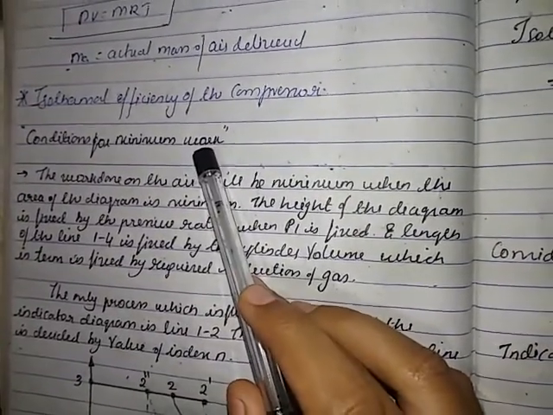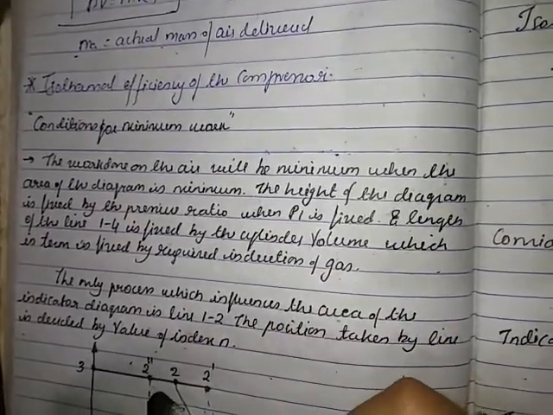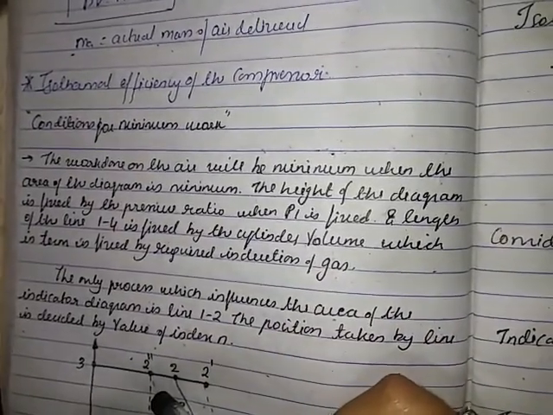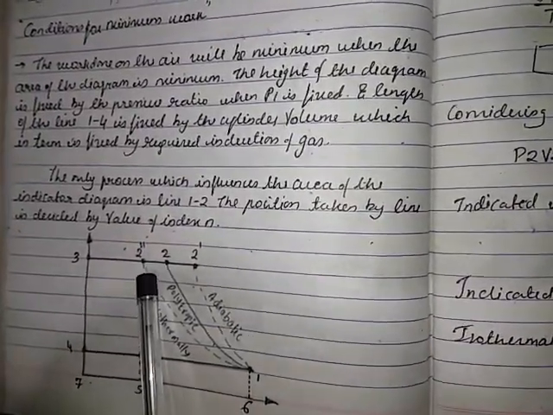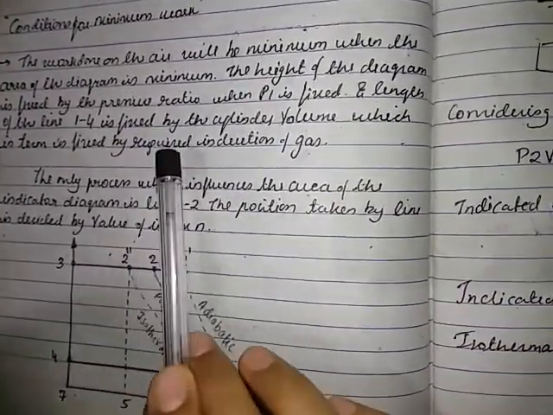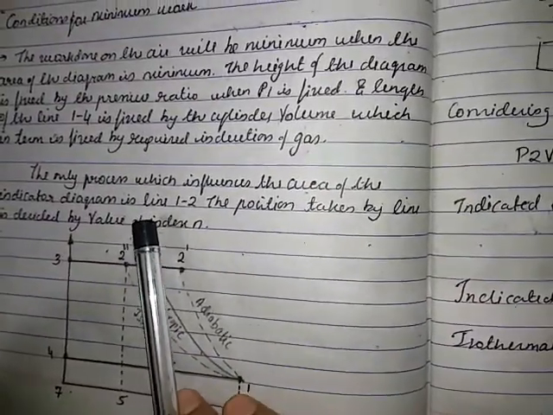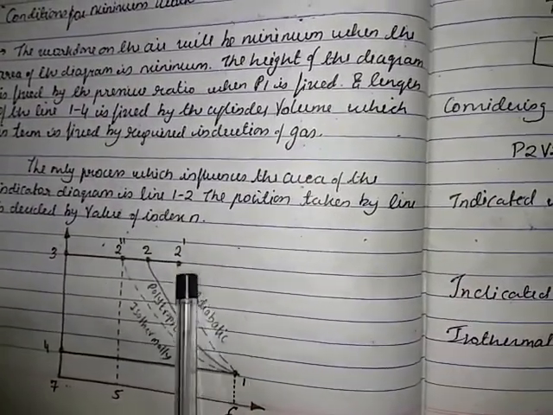Now see, we all know that the area inside the PV diagram will give us work done, right? So the minimum will be the area. If the area is less, then the work done will be less. Yes or no? Now see, the work done of the air will be minimum only when the area of the diagram is minimum. Now see, you can see this PV diagram.